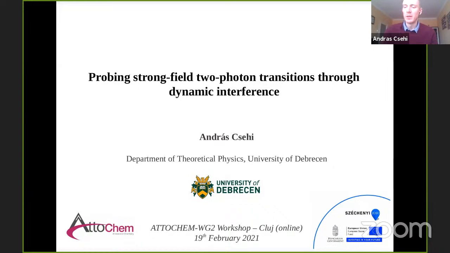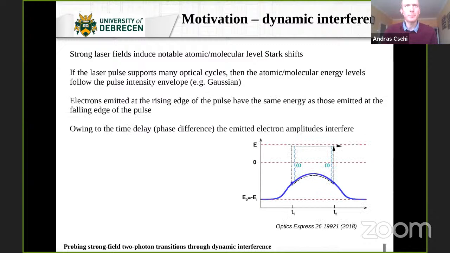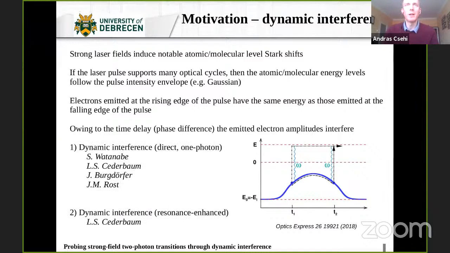It is well known that in strong laser fields, the atomic and molecular levels are subjected to Stark shifts. And if the laser pulse supports many optical cycles, then the Stark shifts follow the pulse intensity envelope. In this way, the electrons emitted at the rising edge of the pulse have the same energies as those emitted on the falling edge of the pulse. Due to this time difference, or phase difference, these electron amplitudes interfere, and this so-called dynamic interference occurs. This effect has been well studied over the past decade by several groups.